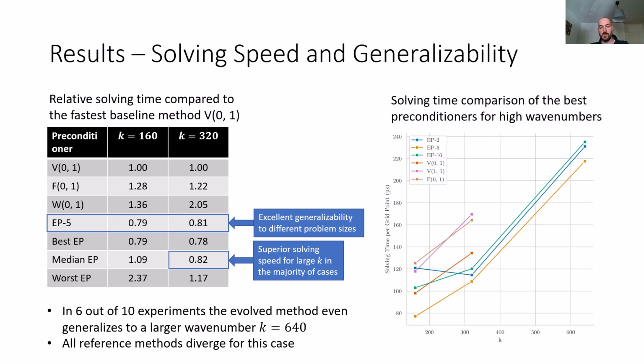Here we show the 3 best preconditioners from both categories, evolved and reference methods. You can see that for high wave numbers, these 3 are far superior to all the reference methods, while for small wave numbers they are still competitive. And in 2 cases there, and in 1 case, the best method was always superior.